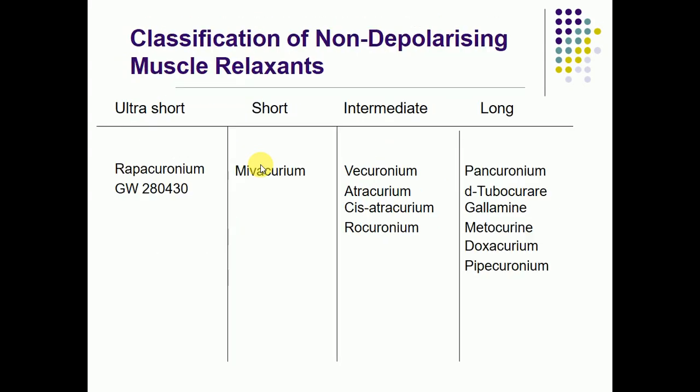Non-depolarizing neuromuscular blocking agents. Look at here, this is the classification of non-depolarizing muscle relaxants: ultra short acting, short acting, intermediate acting and long acting. Ultra short is rapacuronium. Mivacurium is a short acting non-depolarizing muscle relaxant, while the intermediate ones are vecuronium, atracurium, cisatracurium, and rocuronium. The long acting are pancuronium, d-tubocurarine, gallamine, metocurine, and doxacurium. These are the non-depolarizing muscle relaxants.